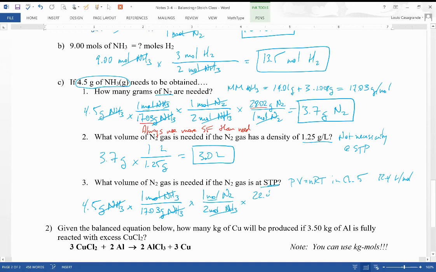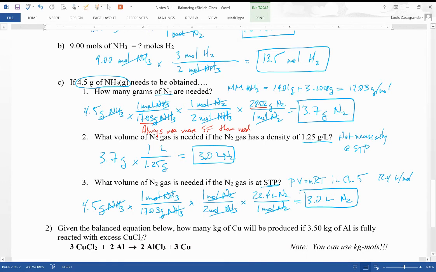So 22.4 liters of nitrogen for every 1 mole of nitrogen. Again, cancel out the nitrogen, and we should get, believe it or not, 3.0 liters of nitrogen. Let's put the nitrogen up here. Always put your substances in as well. And I guess the 1.25 grams must be at STP. You wouldn't know that, but this is the same answer, and so they must be the same.